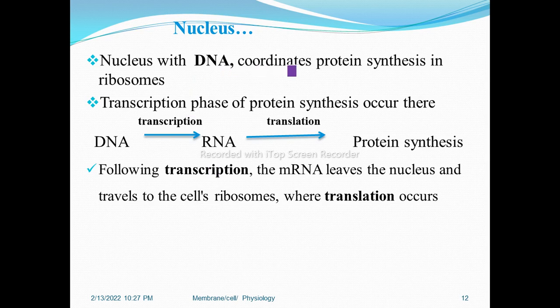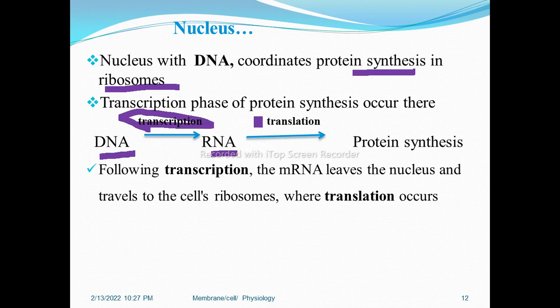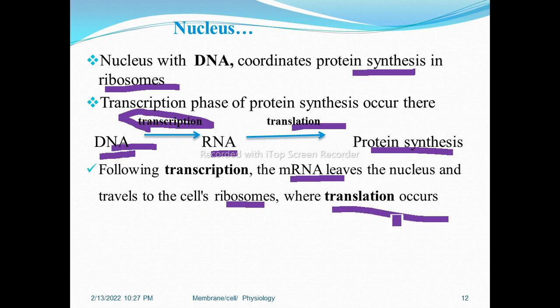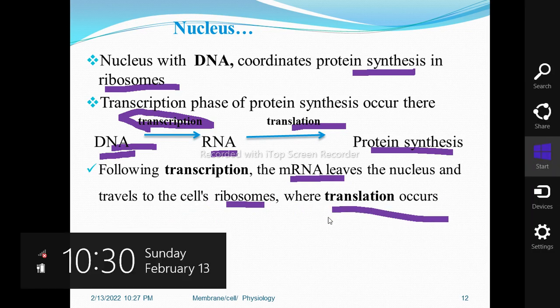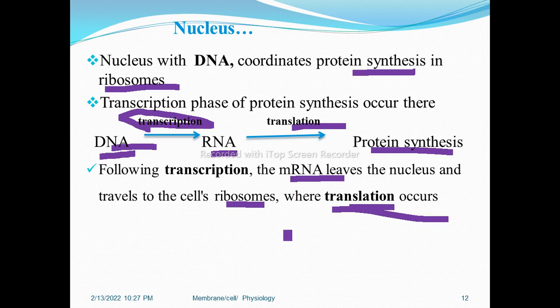The nucleus with DNA coordinates protein synthesis in ribosomes, and the transcription phase of protein synthesis occurs there. DNA is changed into RNA by the process of transcription, and RNA is changed into protein by the process of translation in the ribosome. This is the nucleus, and within the cell, this is the ribosome. Following transcription, messenger RNA leaves the nucleus and travels to the cell's ribosome, where translation occurs. So transcription occurs within the nucleus, whereas translation occurs in the ribosome.